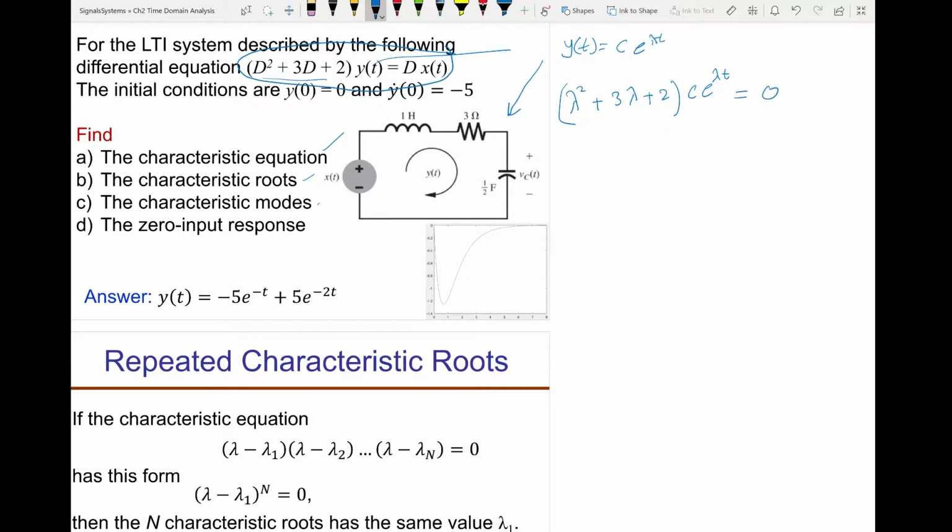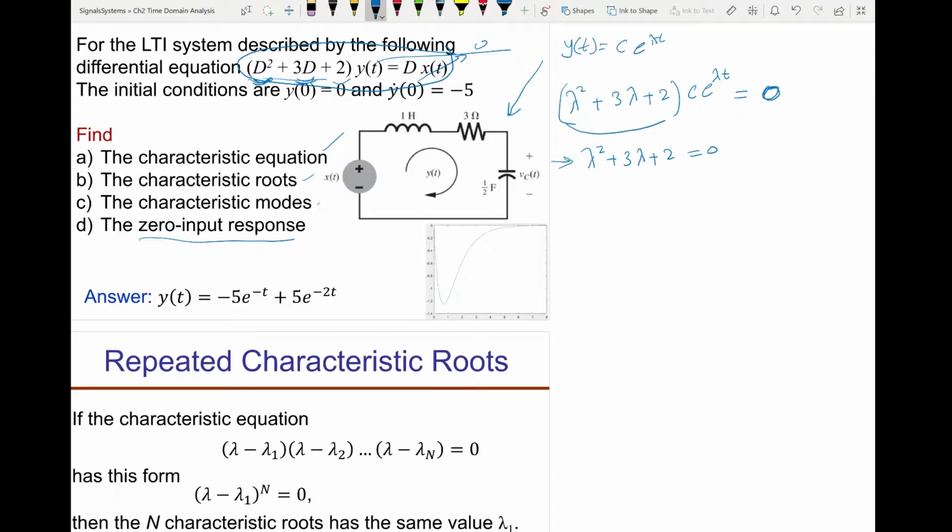Here we are asking for the zero input response. So you set x of t to equal 0, so that is 0 here. And then the characteristic equation will be this one: lambda squared plus 3 lambda plus 2 equals 0. And you will realize if you just replace D by lambda, you get the characteristic equation directly.